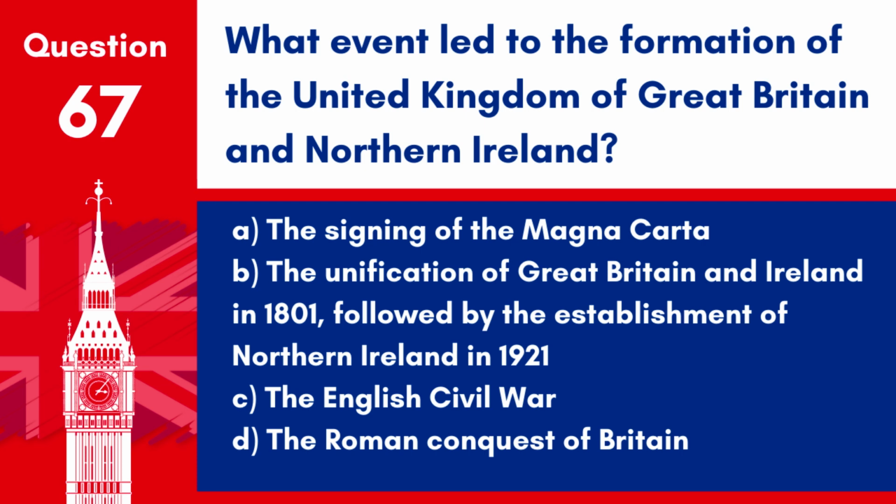Answer B. The unification of Great Britain and Ireland in 1801, followed by the establishment of Northern Ireland in 1921. This resulted in the political entity now known as the United Kingdom.